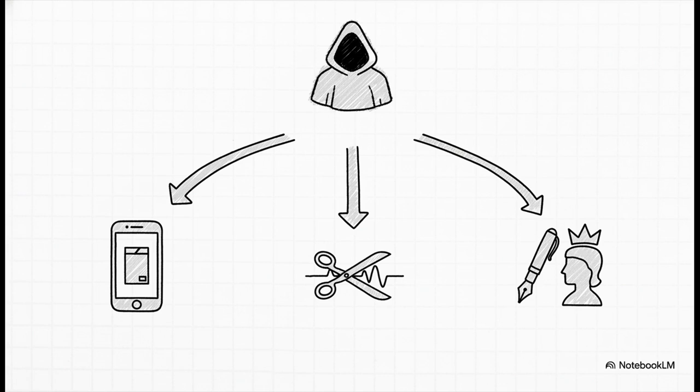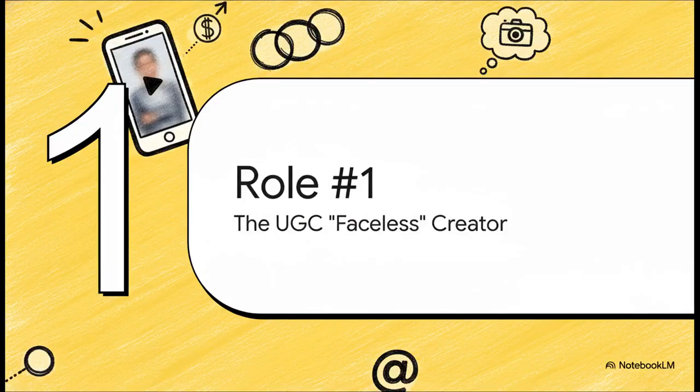Okay, so you might be thinking, this sounds great, but how do I actually do it? Well, we're going to break it down. I've got 3 specific, super high-value roles you can step into right now to become a ghost architect. All right, role number 1, the UGC Faceless Creator. UGC, if you haven't heard the term, just means user-generated content.